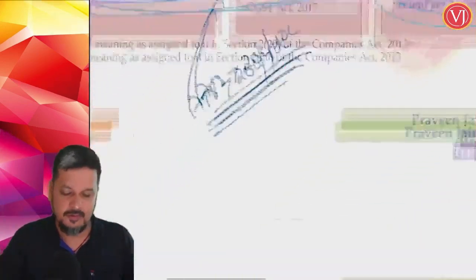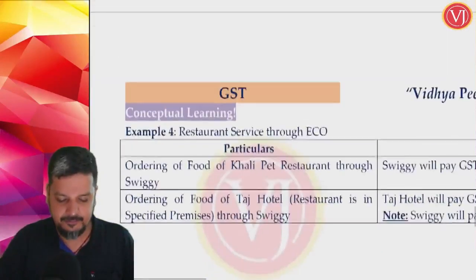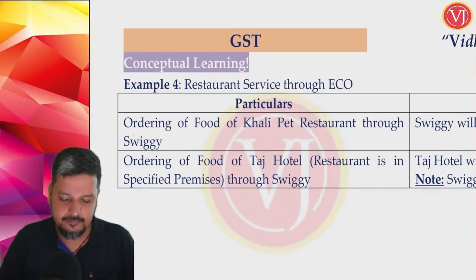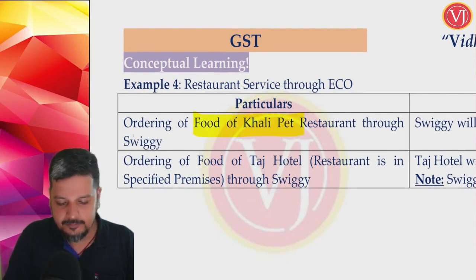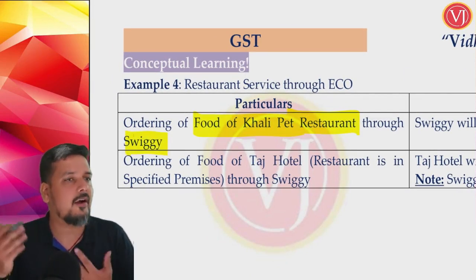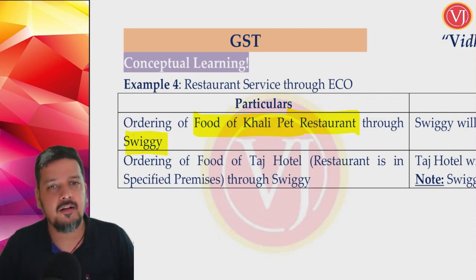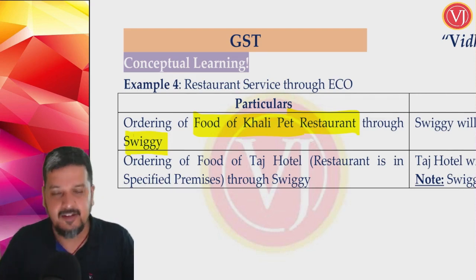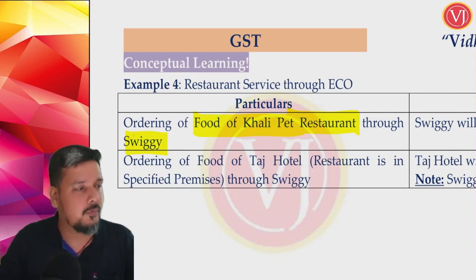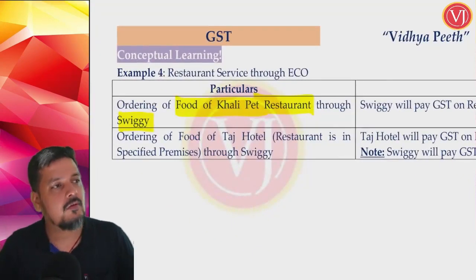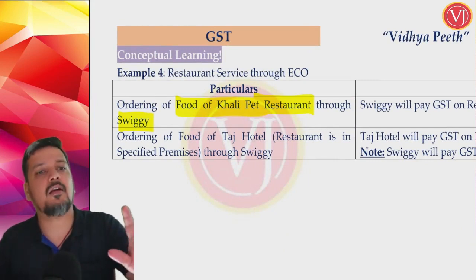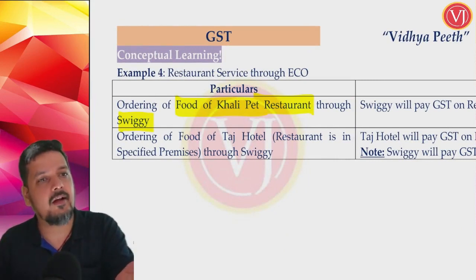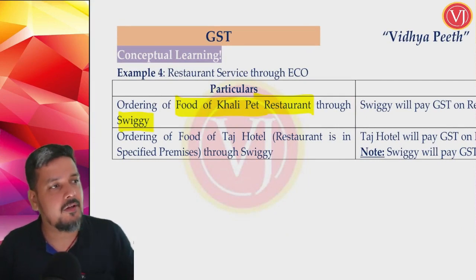Now, let us see that. Ordering food of Khali Pet restaurant through Swiggy. There's a restaurant called Khali Pet, empty stomach. Right? Translation, Khali Pet restaurant through Swiggy. Now, who will pay? It's a pure restaurant. 9.5 will be there. Supposing your restaurant amount is 1,000 rupees. Commission of Swiggy is 100 rupees.